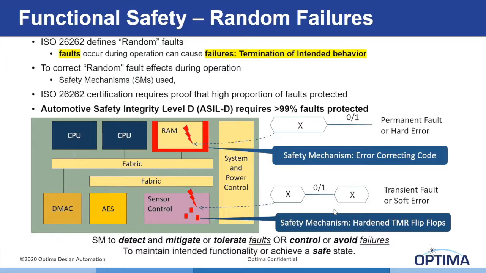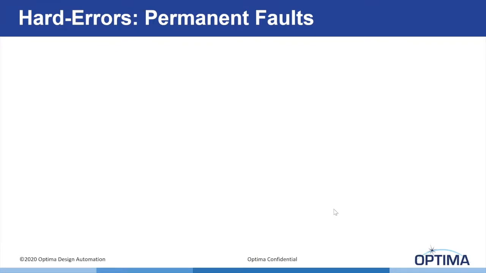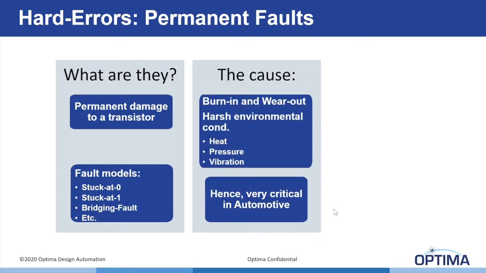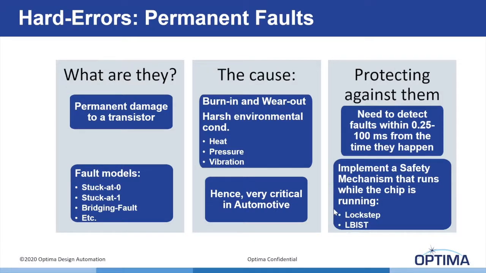Let's throw some light on these three terms. Hard errors or permanent faults. What are they? They are permanent damages to your transistors. These faults can be modeled as stuck-at-0, stuck-at-1, or bridging faults. What are the causes? Burn-in or wear out, and harsh environmental conditions like heat, pressure, or vibration, which are very critical to automotive functions. How do you protect against them? You need to implement safety mechanisms as suggested in ISO 26262, like lockstep or LBIST. Also, you need to detect faults within 0.25 or 100 milliseconds from the time they happen. These two are critical: detecting them within the time limit and having a safety mechanism to detect or mitigate them.